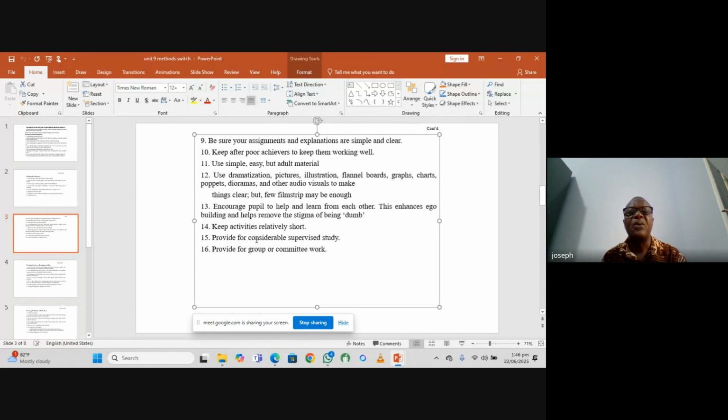Provide for group or committee work. So as you said, they can learn from one another, so make sure that you always put them into groups, and then they will learn from one another to improve upon themselves.